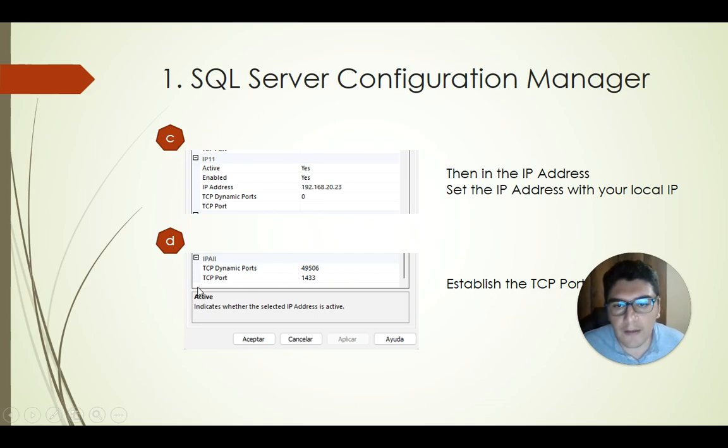Well, and then in IP All, it's necessary to set the TCP port to 1433, like this example. Well, this is the first step of configuring and connecting the database. Without it you can have an error in the connection, because by default the SQL Configuration Manager does not set these settings in the SQL Server.